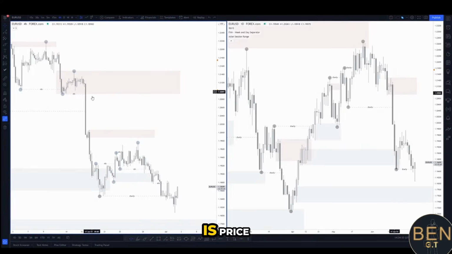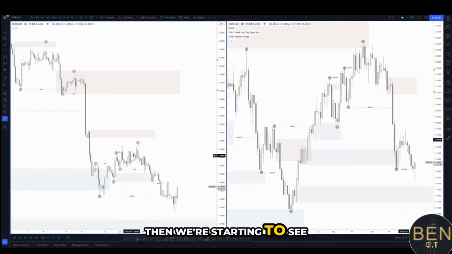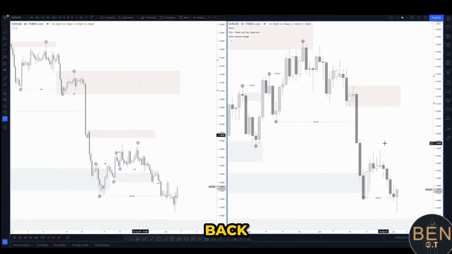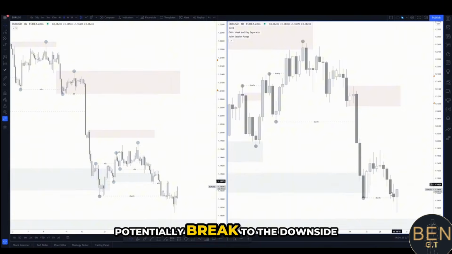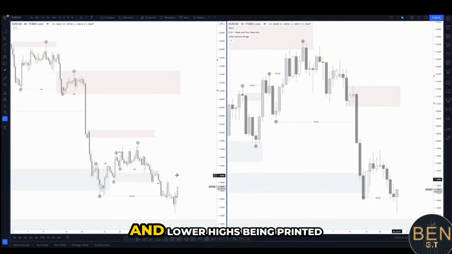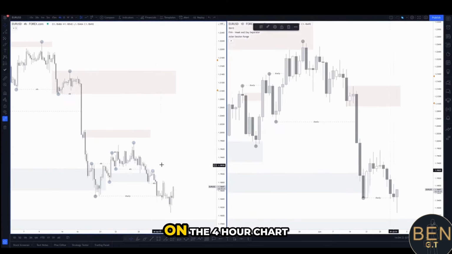And what we can see is price then has created a lower low here on the daily chart. And on the 4-hour chart, then we're starting to see bullish structure, and that bullish structure is in line with a pullback on the daily chart. And then what we can see is now that the daily is starting to potentially break to the downside, we're starting to see lower lows and lower highs being printed on the 4-hour chart as well.